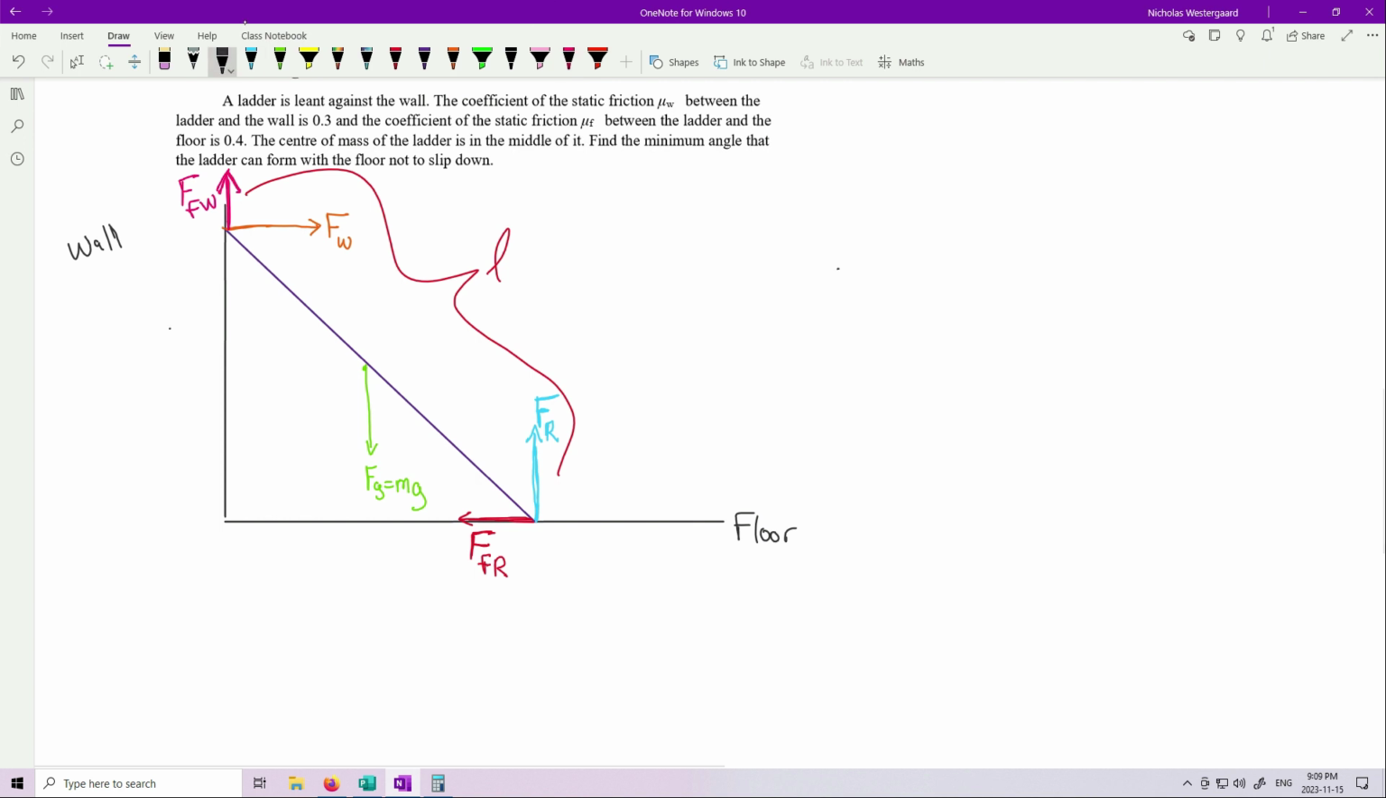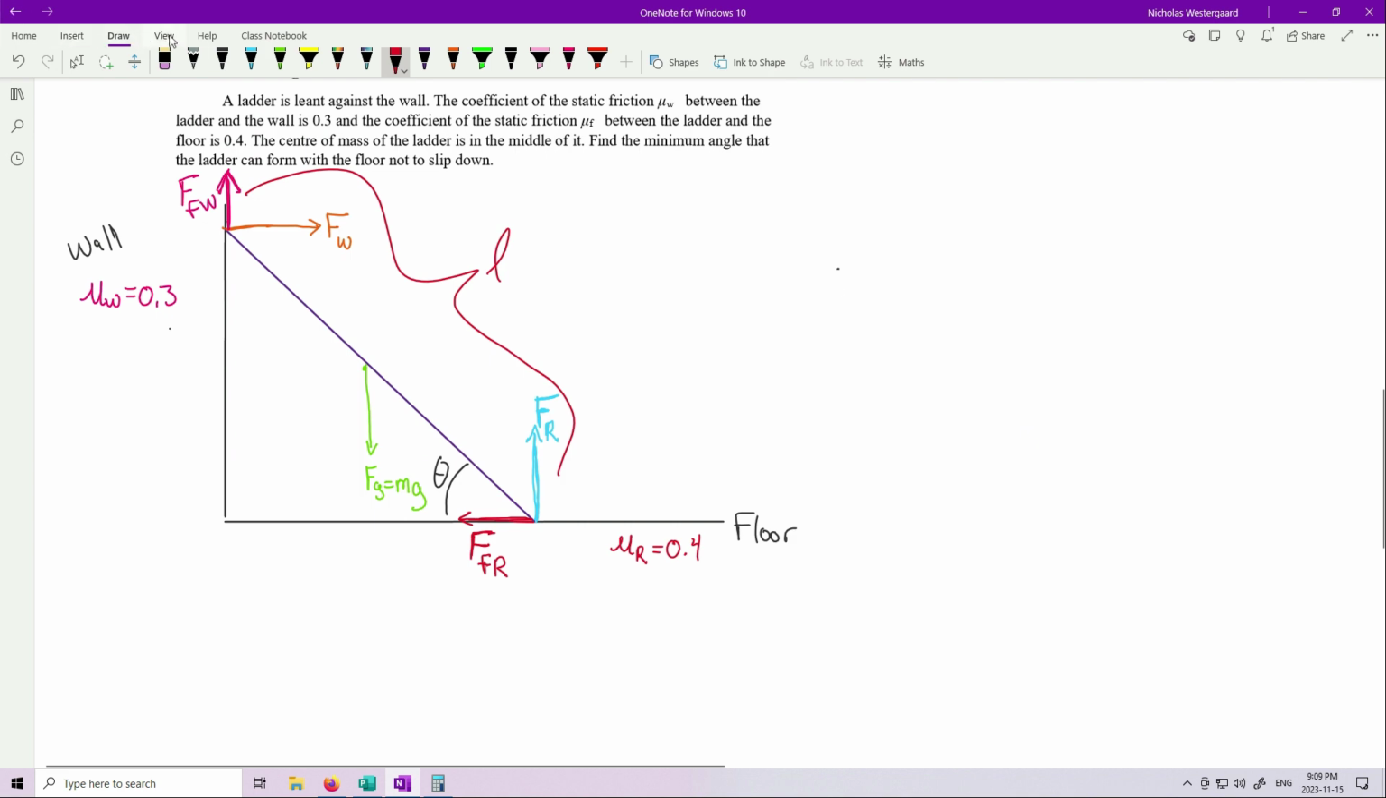Now, what's tricky about this is we have absolutely no idea what this angle could be, and in fact, finding that angle is our task. So we need to find some way to figure this out. The only thing we know are these coefficients. The coefficient of the wall, mu W, is 0.3, and the coefficient of the floor, mu floor, is 0.4. Those are the only numbers given. It's a real conundrum, a pickle perhaps.